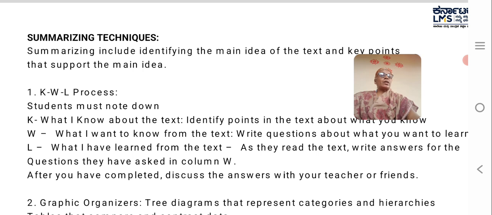As they finish reading the text, write answers for the questions they have asked in column W. That is what they want to learn. After reading the text, you answer what you have learned. After you have completed this KWL process, you discuss the answers with your teacher or friends. This is one summarizing technique.